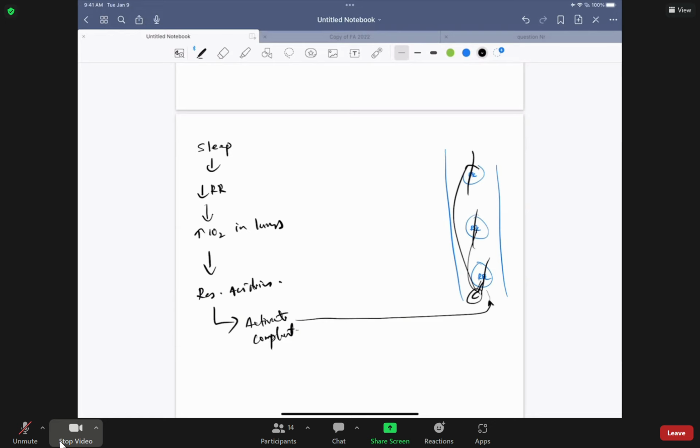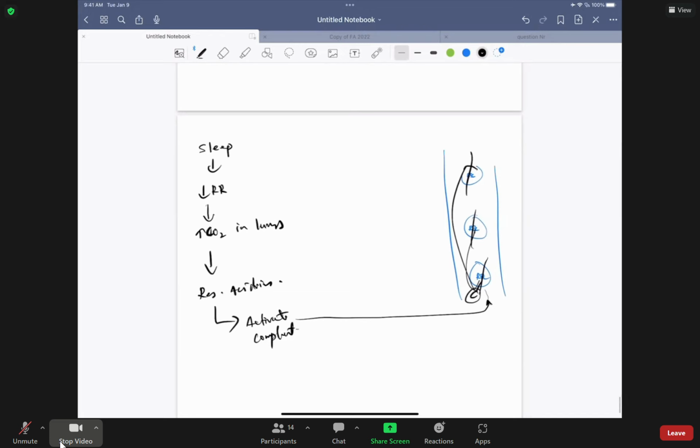Increased IO2, meaning inspired O2. Say it again. Increased IO2, meaning inspired... No, it's CO2, carbon dioxide. When we reduce the respiratory rate, we are breathing slowly. That means we keep more carbon dioxide in the lungs.